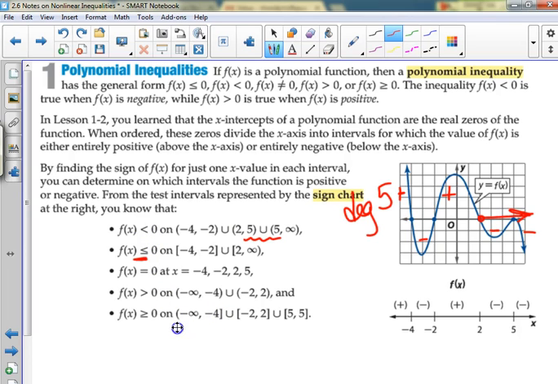All right, and then if we had to say where it's greater than 0, we'd have to say to the left of -4, between -2 and +2, and that's it.